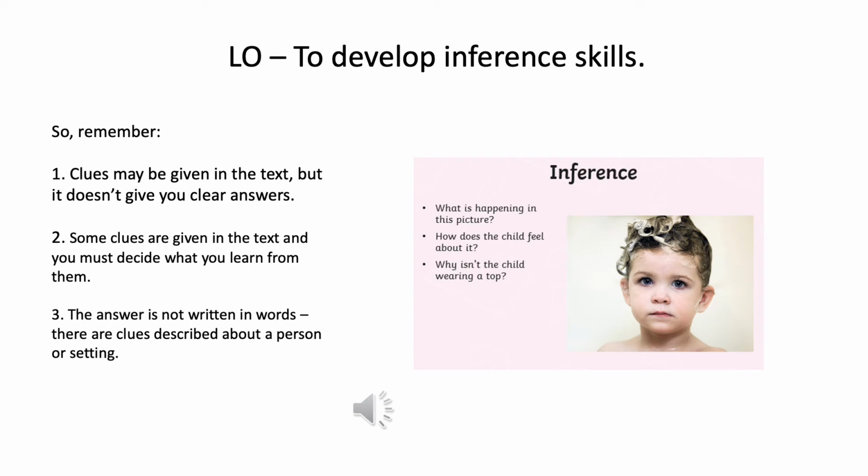So remember, one, clues may be given in the text, but it doesn't give you clear answers. Number two, some clues are given in the text and you must decide what you learn from them. And number three, the answer is not written in words. There are clues described about a person or a setting. You've got to try and find them, and then you've got to connect them, join them, and come to your own decision in your head as to how you could best answer an inference question.